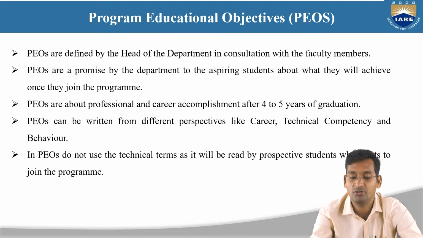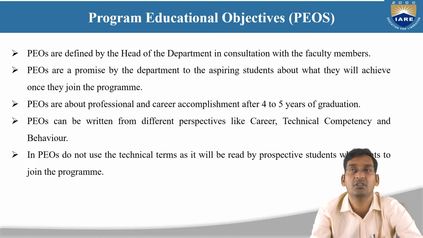Now, program educational objectives, PEOs. PEOs are defined by the head of the department in consultation with the faculty members. So PEOs will be decided by whom? The department head, along with the concerned faculty related to that particular subject. Means in that subject, what will be the objectives. PEOs are a promise by the department to aspiring students about what they will achieve once they join the program. So PEOs show a student, after joining the course, what you will achieve, what you will gain, or what knowledge you will have.